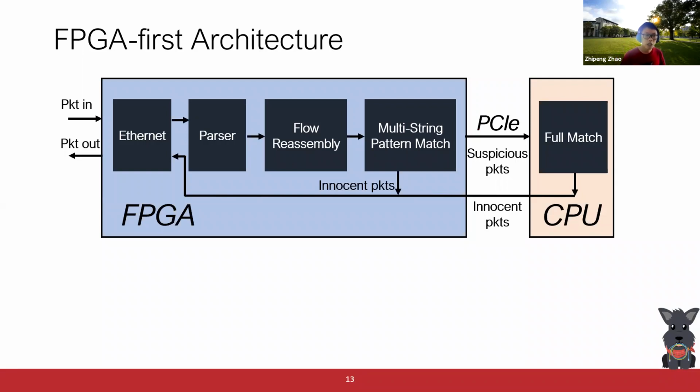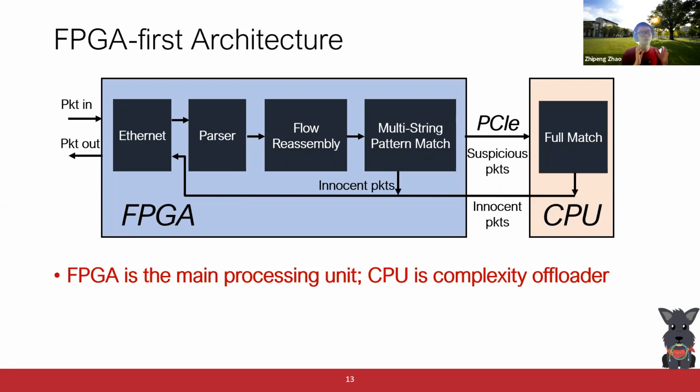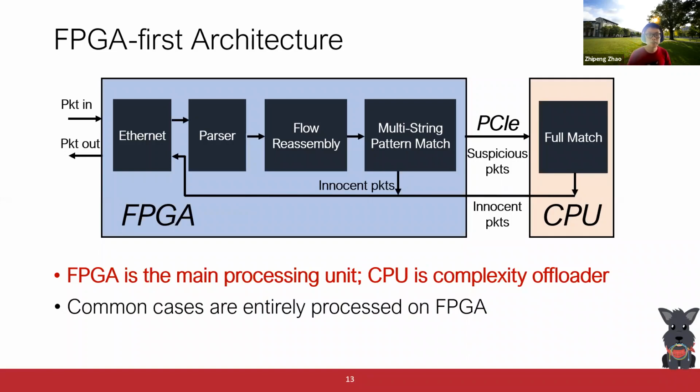So we argue that to achieve high performance for this input-dependent application, we need to flip the traditional role of FPGA and CPU. And in an FPGA-first architecture, FPGA becomes the main processing unit, and CPU becomes an offloader, which handles the complex and rarely triggered cases for FPGA. And in this way, the common case traffic can be entirely processed by the highly parallel data path on FPGA to enjoy high throughput and low latency.